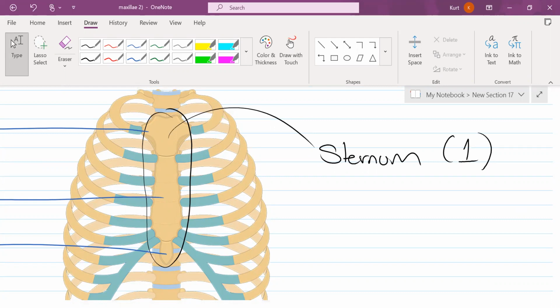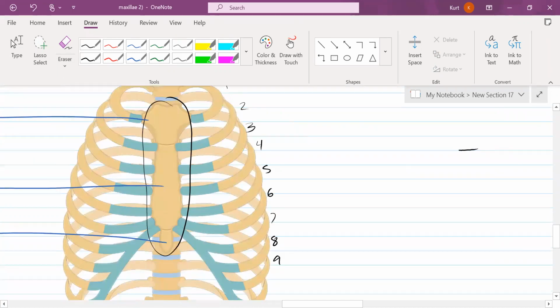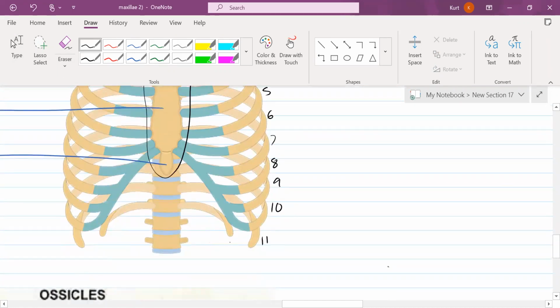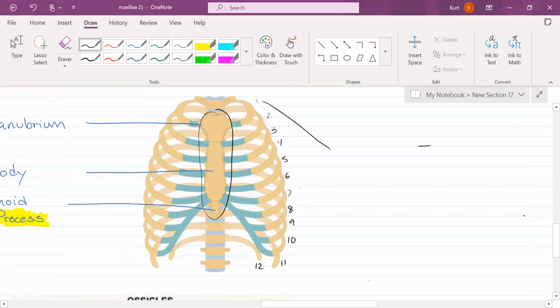Now, let's talk about which ribs are which. We have rib pairs 1, 2, 3, 4, 5, 6, 7, 8, 9, 10, 11, and 12. Pairs 1 through 7 are called true ribs. The reason they're called true ribs is thanks to the cartilage. They all have their own cartilage connecting directly to the sternum.